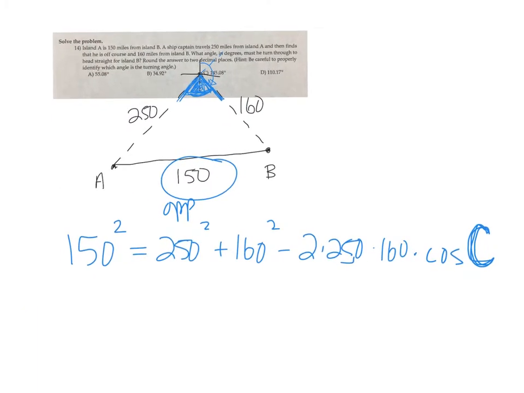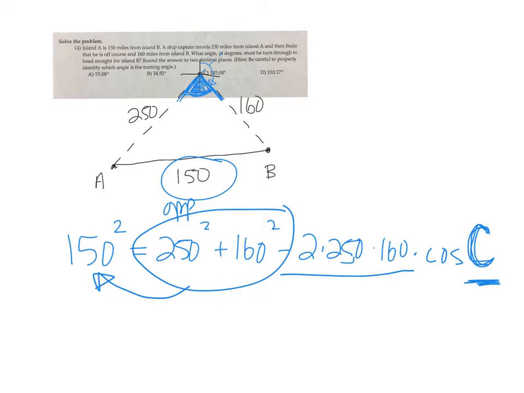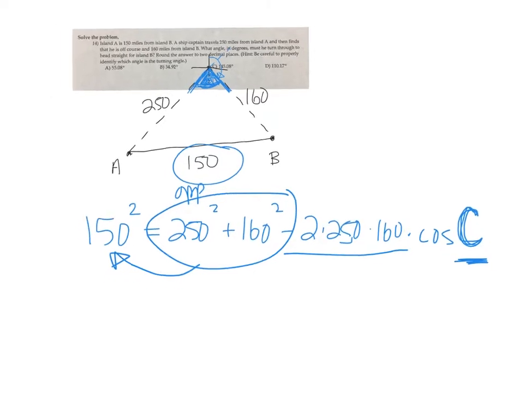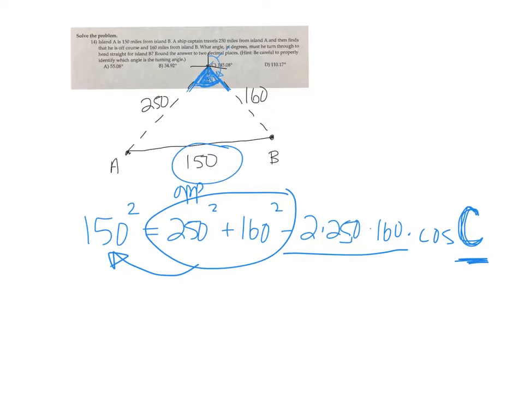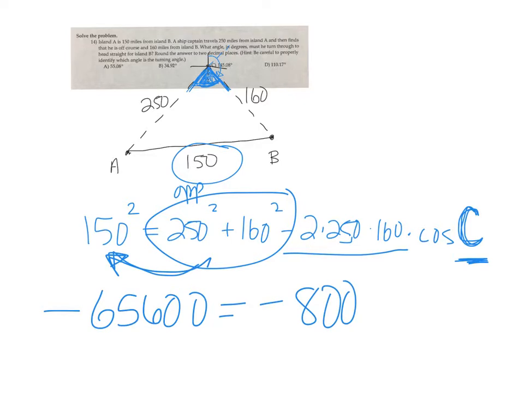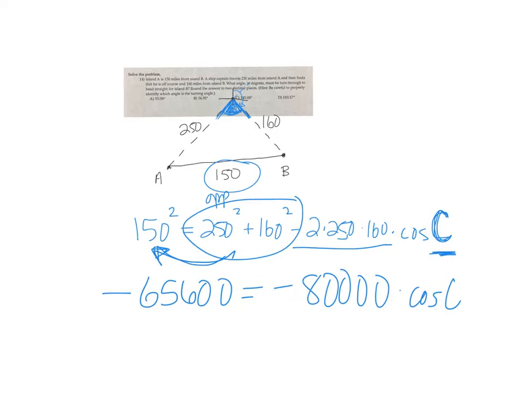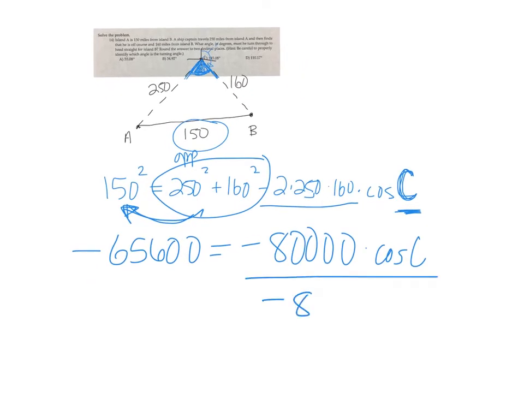So if I solve this for C, I'm going to, of course, do this one and then subtract it over here and divide by all this stuff and then take the inverse cosine, and let's see what I get. So step 1 at a time. If I subtract this from this side, I get negative 6,500, 600. Well, that's not a real number. And over here, I still have negative 8d,000 times the cosine of C. So I'm going to divide both sides by negative 8d,000.